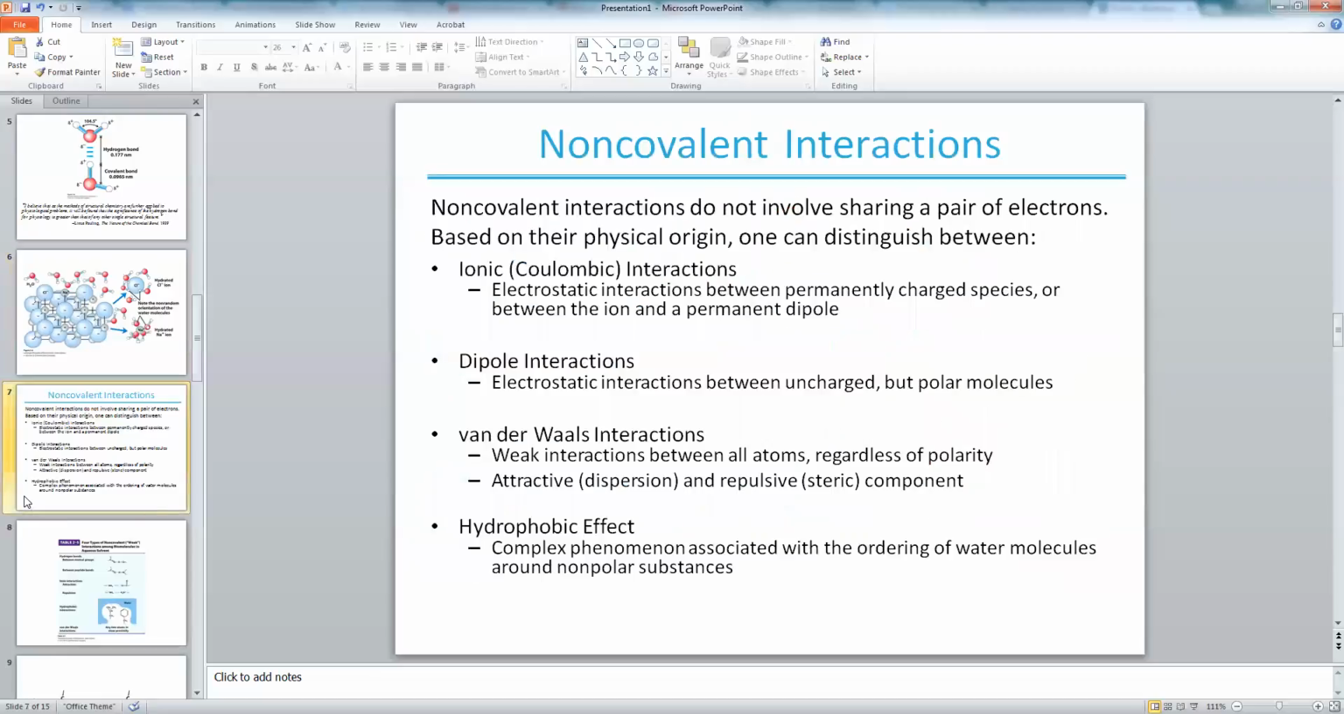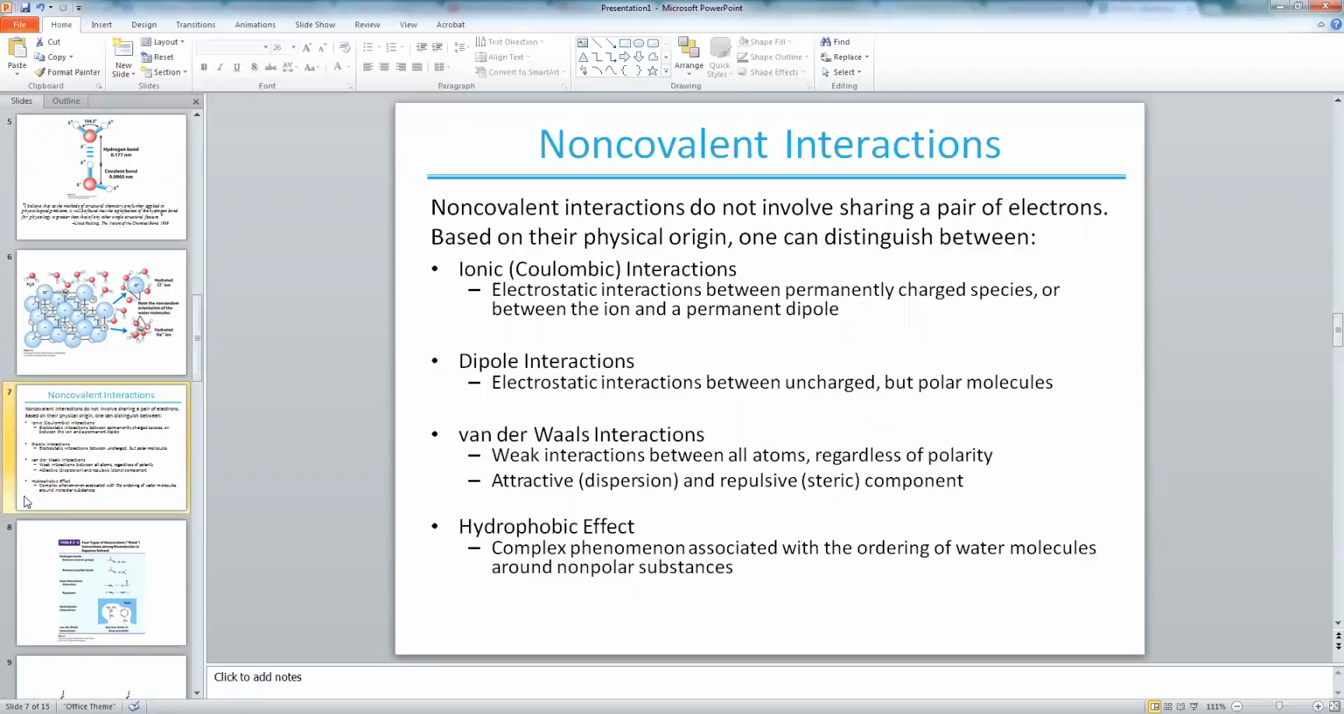So we're going to explore in a little more detail four types of non-covalent interactions. We're going to look at ionic or coulombic interactions. That's where there are permanently charged species, like the positively charged sodium and the negatively charged chloride. Then we're going to look at dipole interactions. This is the equivalent of a hydrogen bond, where you have uncharged but polar molecules. For example, water is polar because of the electronegativity difference, and that's what allows there to be a hydrogen bond between water, which donates the H, and something that has a partial negative charge like oxygen or nitrogen.